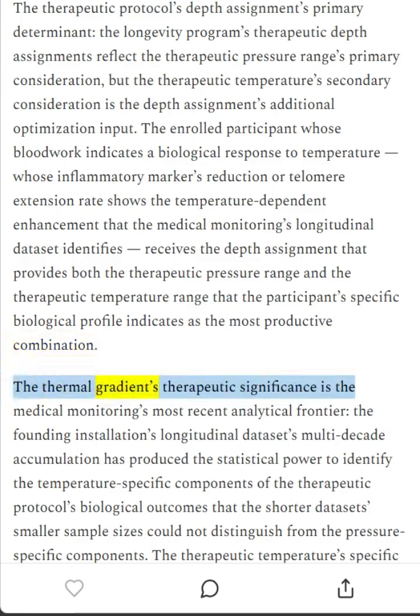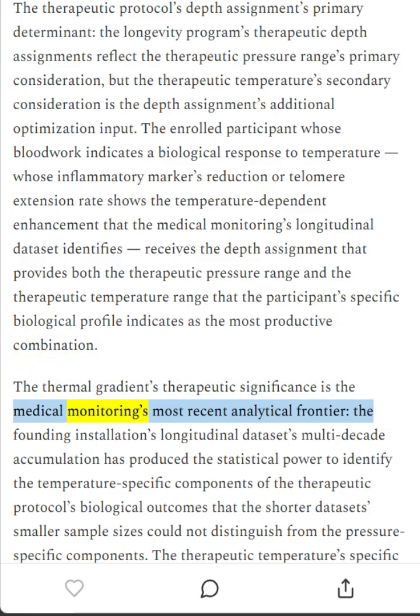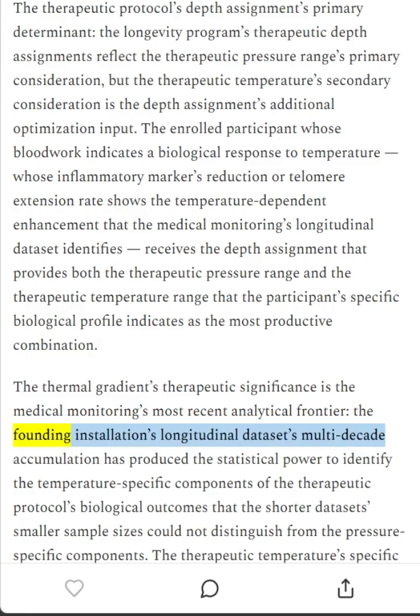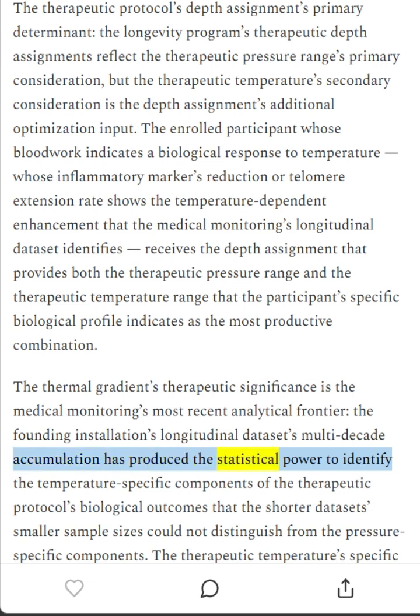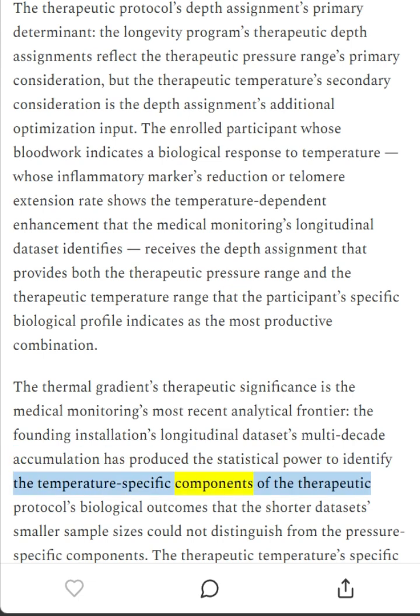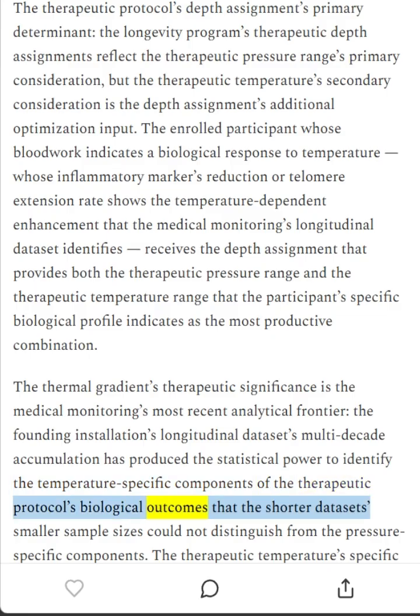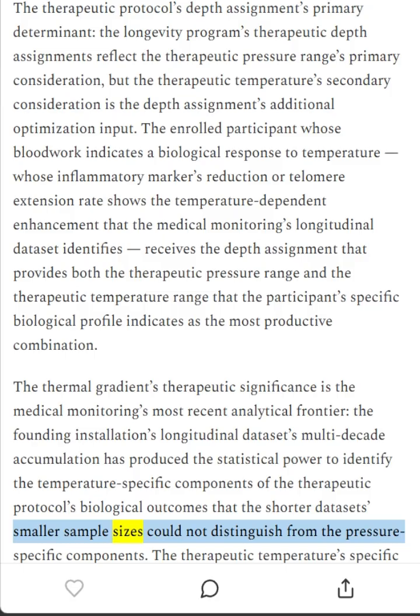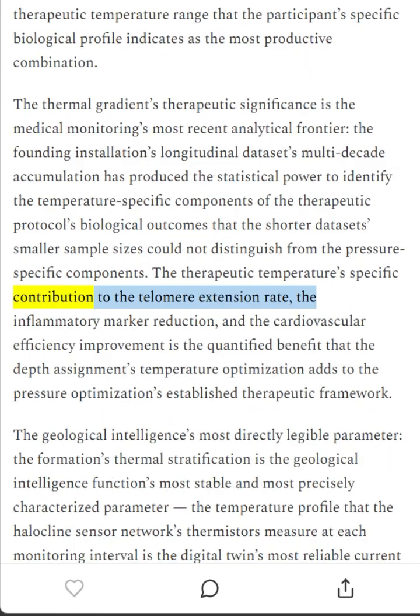The thermal gradient's therapeutic significance is the medical monitoring's most recent analytical frontier. The founding installation's longitudinal dataset's multi-decade accumulation has produced the statistical power to identify the temperature-specific components of the therapeutic protocol's biological outcomes that the shorter dataset's smaller sample sizes could not distinguish from the pressure-specific components. The therapeutic temperature's specific contribution to the telomere extension rate, the inflammatory marker reduction, and the cardiovascular efficiency improvement is the quantified benefit that the depth assignment's temperature optimization adds to the pressure optimization's established therapeutic framework.